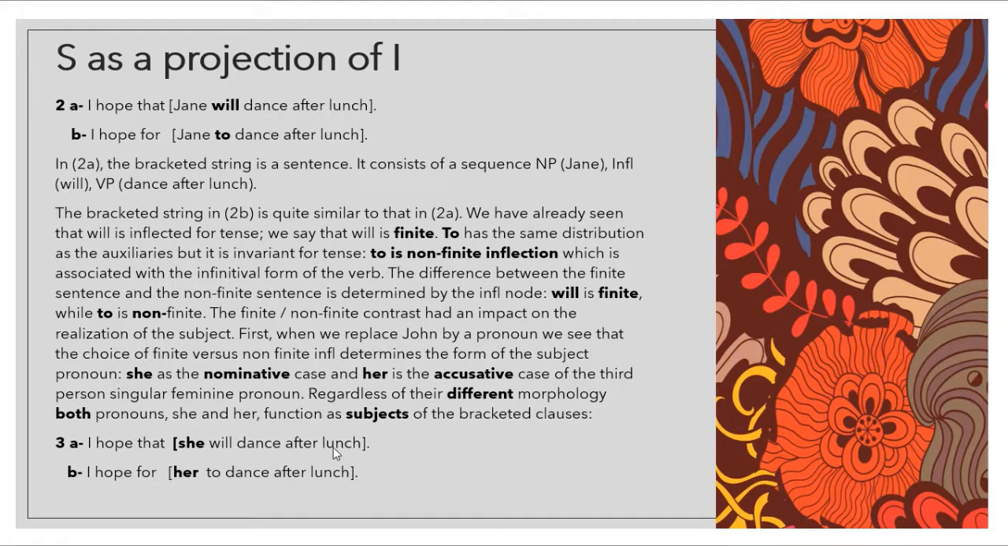So will حيتاش finite استعملنا معها nominative case. Okay, so will تجي معها she. But to, since it is non-finite, كتجي معها accusative case, which is her. So we cannot say I hope for she to dance after lunch, and we cannot say I hope that her will dance after lunch. Okay, so that's what make us choose the subject ولا the pronouns اللي غادي يكون عندهم function as subjects.